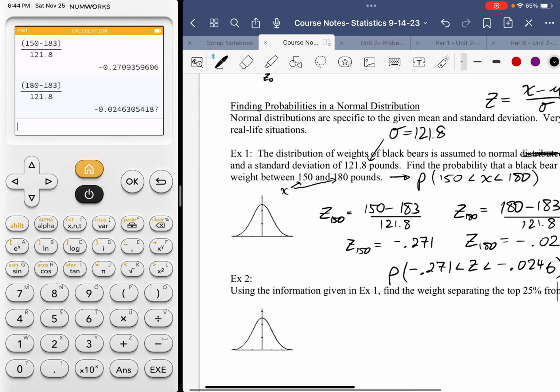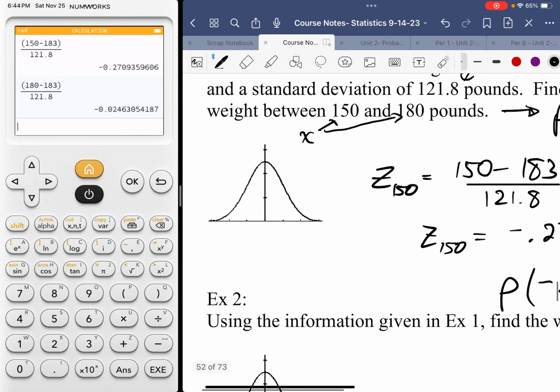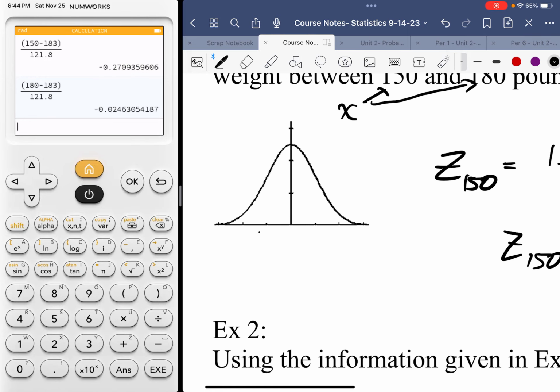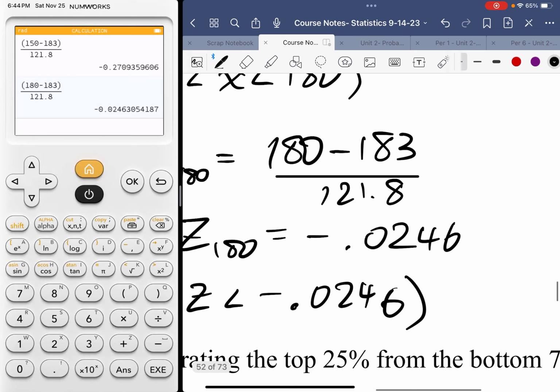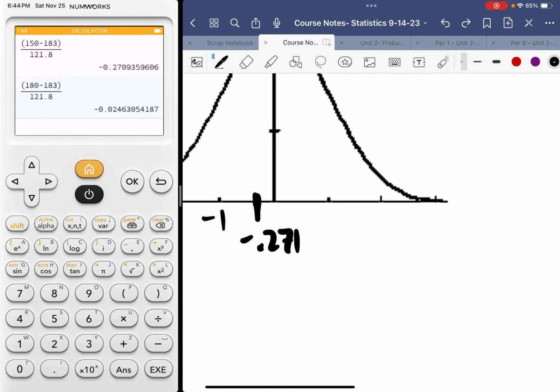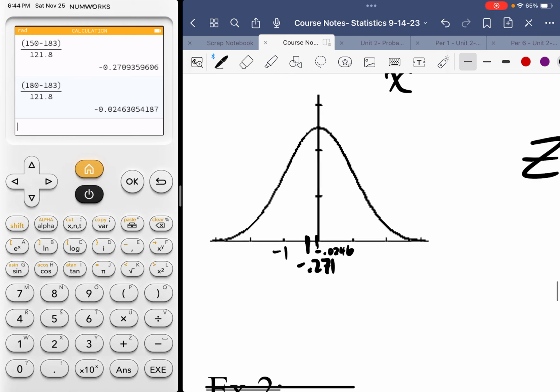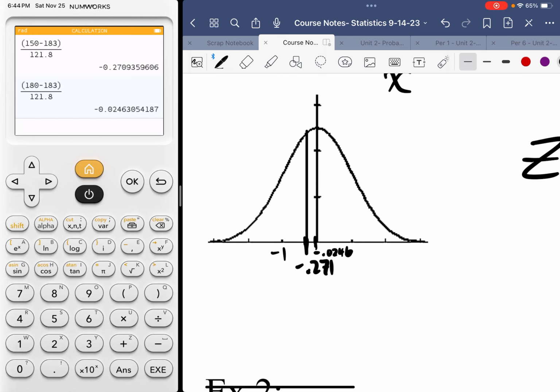So on my diagram here, negative a quarter-ish, negative 0.27, so somewhere in this neighborhood. If we assume this is negative 1, then negative 0.271 might be right here. And then just a smidge to the left of that vertical axis, we have the 0.0246. It's going to be kind of hard to see, but it's going to be in this neighborhood. So we're looking for this little sliver of area, and that would give me my probability.